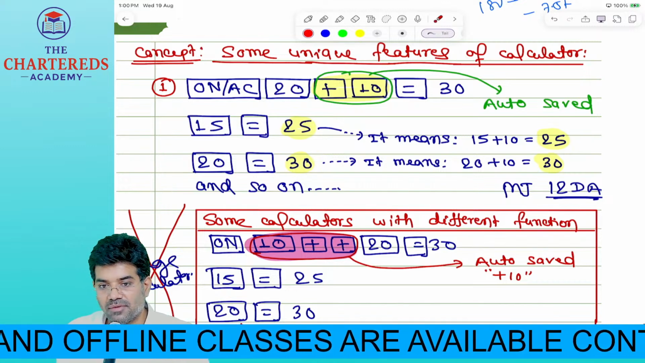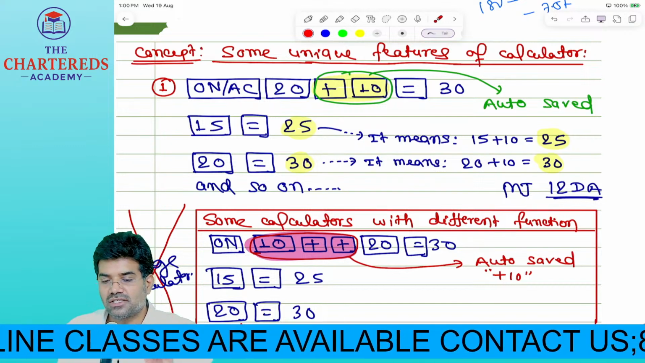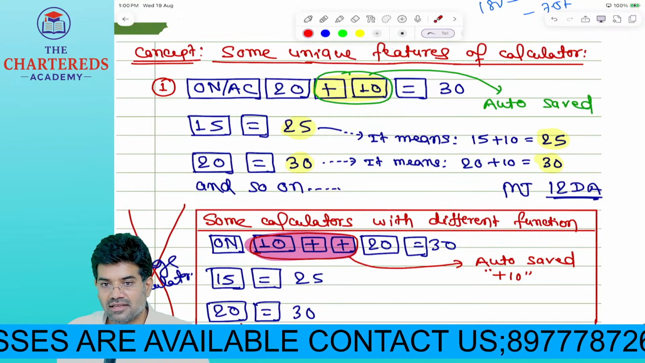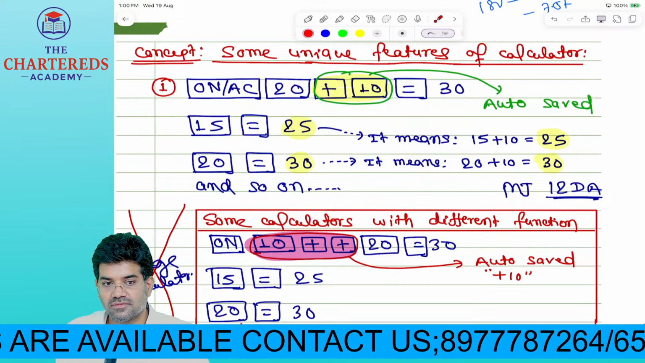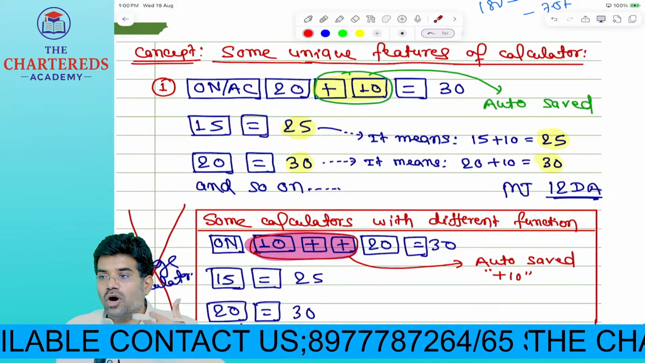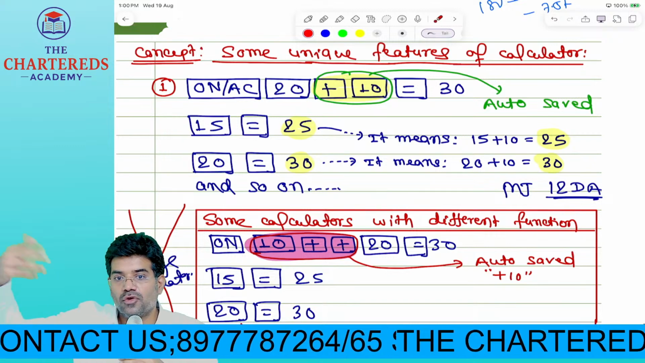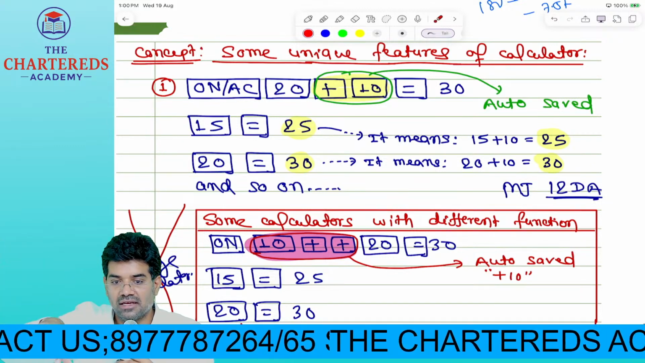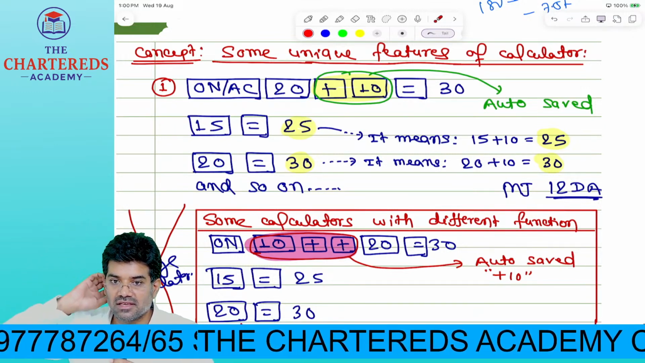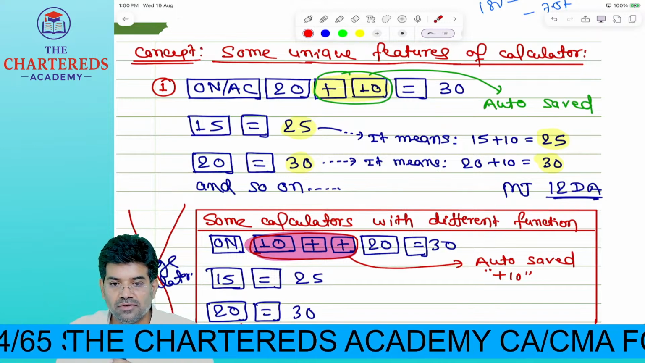Take your calculator, everyone. All clear first. First 20 plus 10 plus equal to, how much did you get? 30. Now our calculation starts. Now you want to know how much is 15 plus 10. You want to add this 10 to 15. Now just press 15, equal to. How much did you get? 25. Did you get 25?